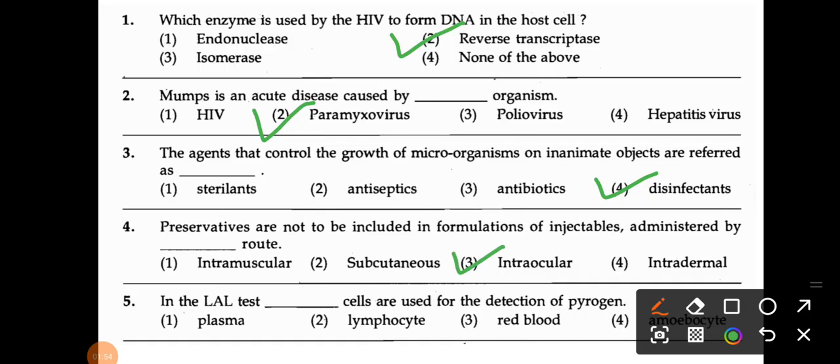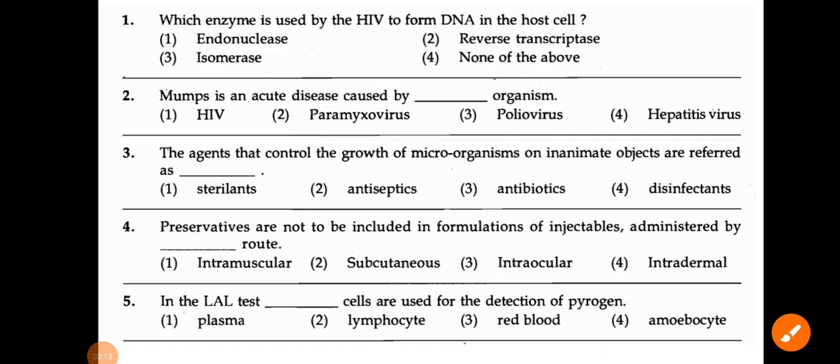Then the fifth one, in the LAL test, which cells are used for the detection of pyrogens? The options are plasma, lymphocyte, red blood cell and the fourth one is amoebocyte. So the correct answer here is the amoebocyte. Okay, here the last option, amoebocyte, is the answer of the fifth question.